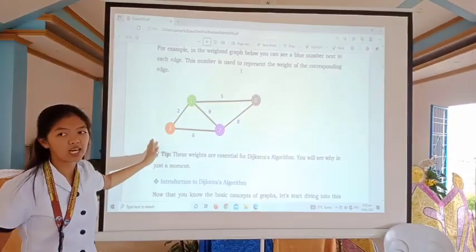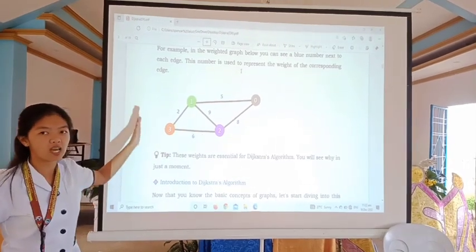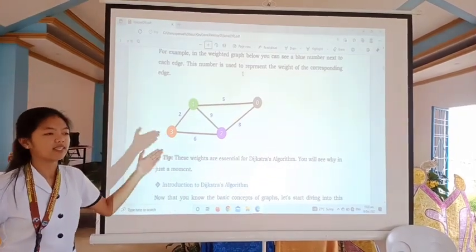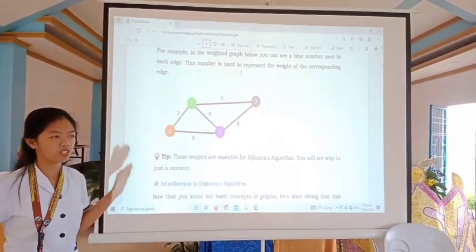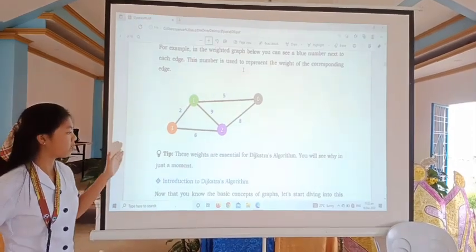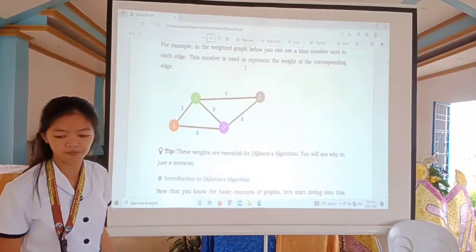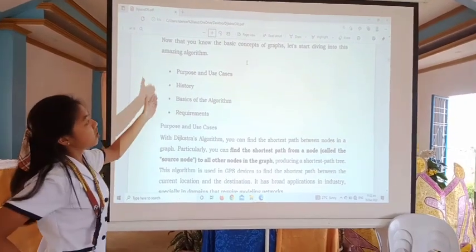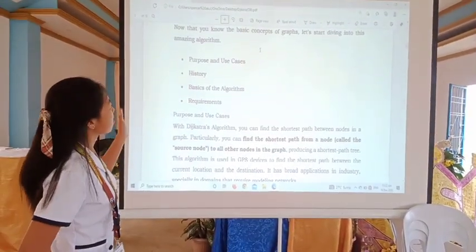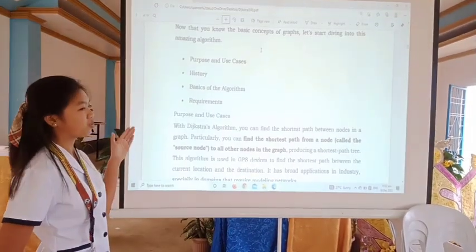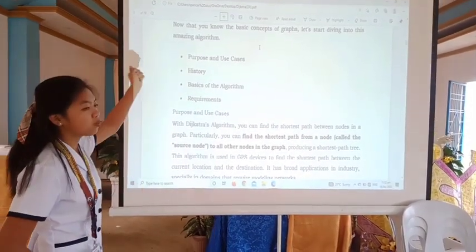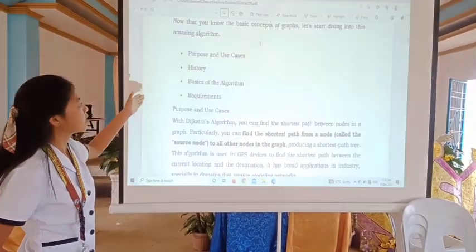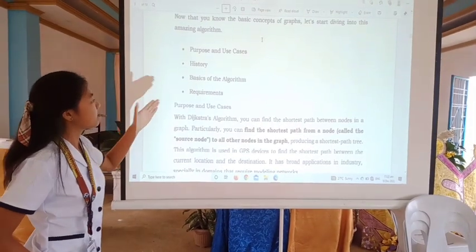Okay, we tackled the basic concept of graphs and the types of graphs, because it is very useful in understanding Dijkstra's algorithm, or the shortest path algorithm. We have the introduction to Dijkstra's algorithm. Now that you know the basic concepts of graphs, let's start diving into the amazing algorithm. We will cover the purpose and use cases of Dijkstra's algorithm, the history, the basics of the algorithm, and then the requirements.